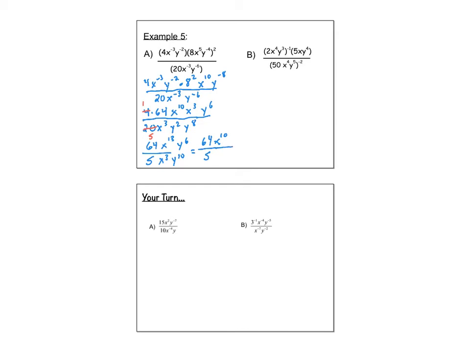And then y to the 6th divided by y to the 10th. You subtract the powers there over division. So I'm going to do 10 minus 6 is 4. And then there's more at the bottom, so I get y to the 4th down here.